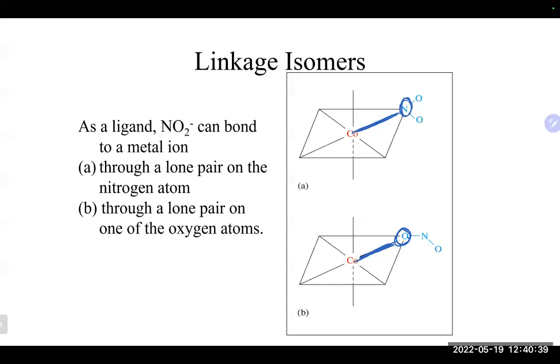Again, here, if we wrote the formula for all this, it would be the same formula. It's just the attachment point here in a linkage isomer that's different. Again, a different atom on the ligand there will attach. Question on that there.